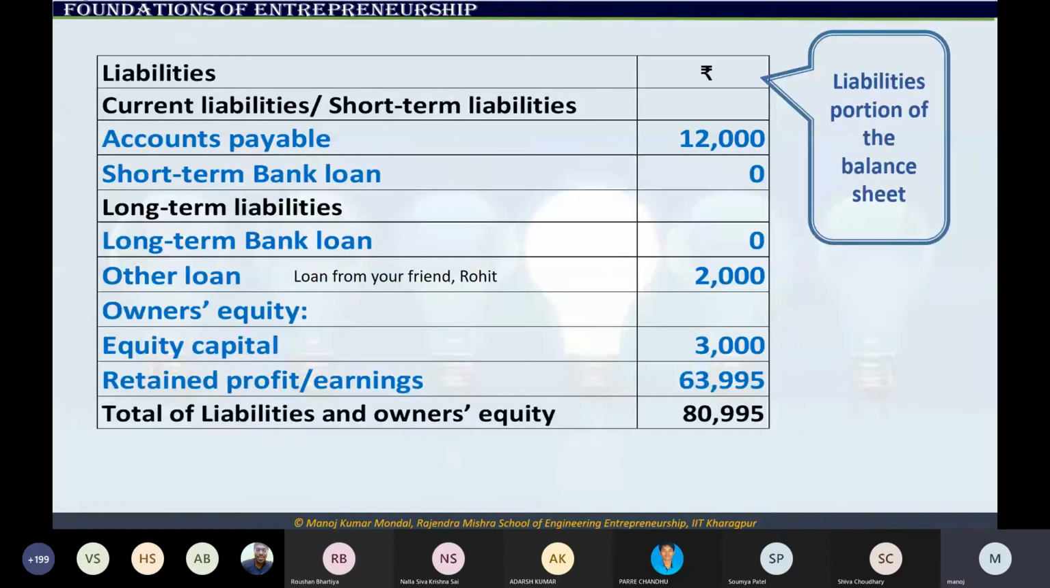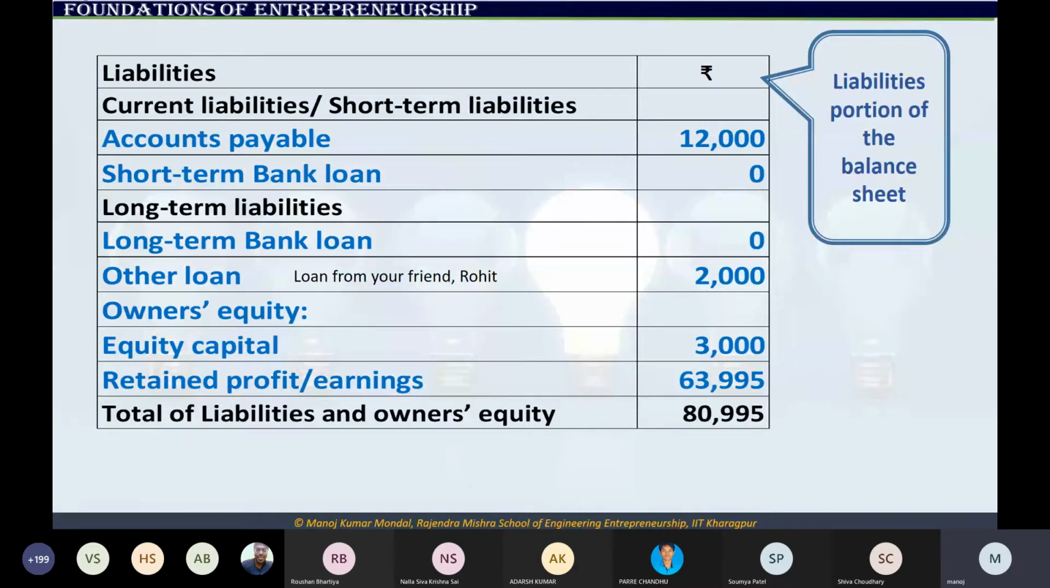Now the liability side. As I said, the most liquid thing comes first, but here equity has been shown at the bottom. Whatever. If I am following this template, then you also follow this template. So we start with accounts payable. This data is given already. There is no loan from outside other than loan from the friend.